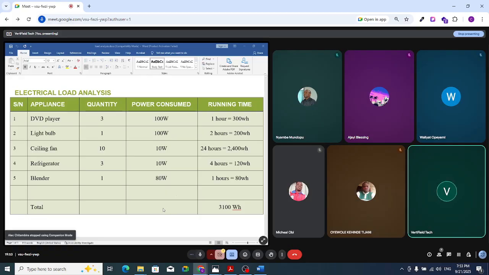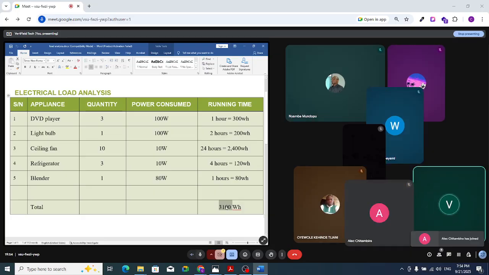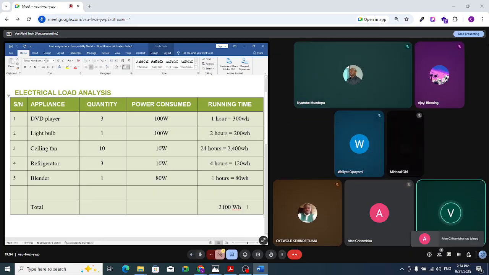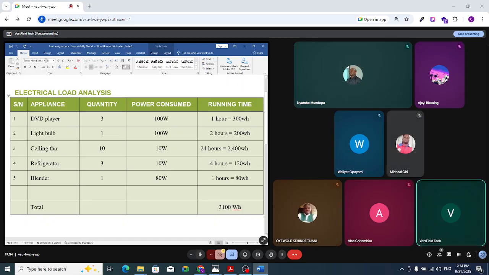So the total energy consumption, which becomes the energy need of the facility, is 3100 watt hour, which simply tells us that we are going to be setting up an inverter system that will be able to power the energy requirement of 3100 watt hour.